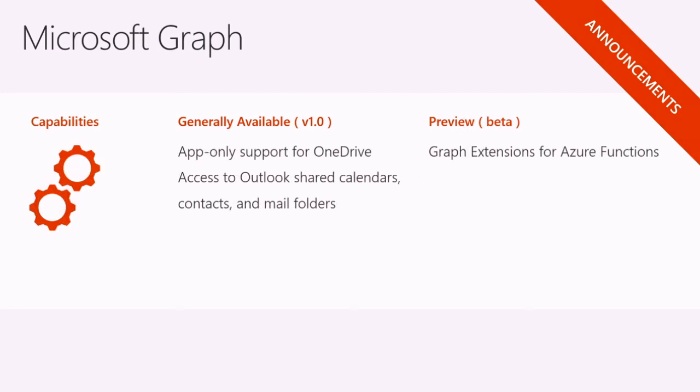In addition to all the new data, we continue to ship new functionality. App-only support is now supported in OneDrive, so you can use the Microsoft Graph to make service-to-service calls without acting on behalf of every single individual user. You can also now access shared calendars, contacts, and mail folders in Outlook through the Microsoft Graph. And then you saw the demo of the Graph extensions for Azure Functions, which, like I said, is my favorite thing that we're shipping at the conference. That's now available in beta.